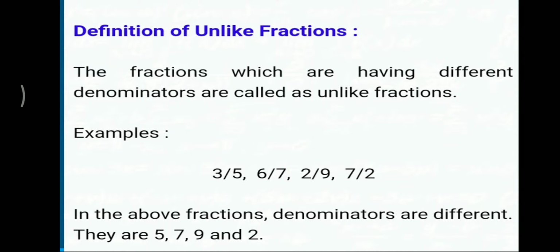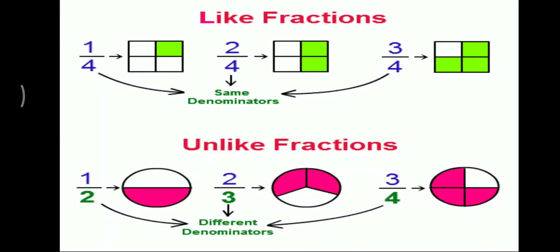Definition of unlike fractions: fractions which have different denominators. For example, there are 4 fractions: 3/5, 6/7, 2/9, 7/2. In these fractions the denominators are different. That is why they are called unlike fractions.